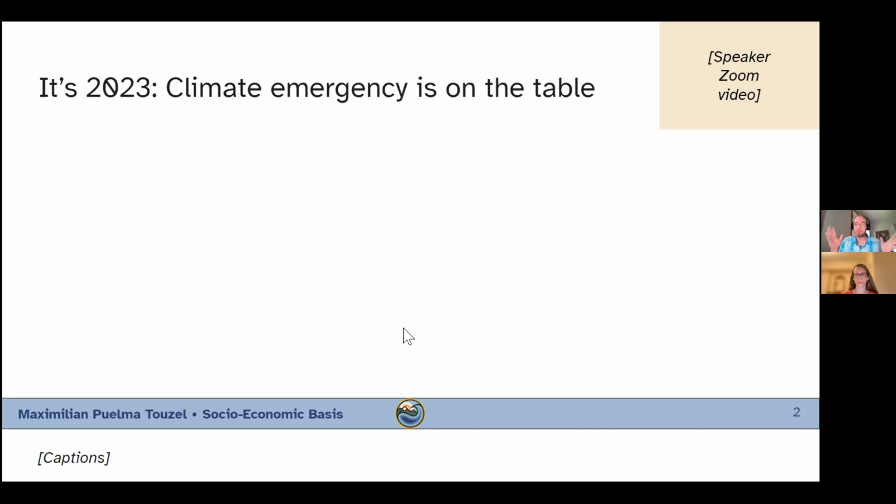So it's 2023 and we're in the climate emergency, right? There are all these wildfires. It's definitely like climate is a thing now. Climate emergency is sort of this narrative in society. And so what are we going to do?